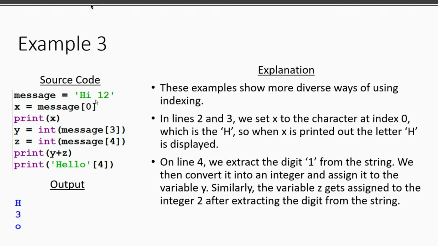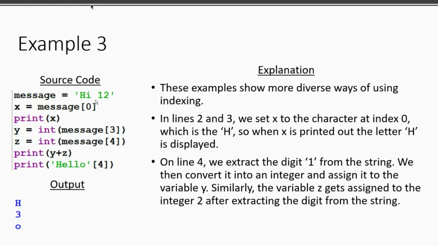So z is equal to a string of 2, then we convert it into an integer. Now y and z are both integers, so we're printing out y plus z. What's our output for y plus z? 1 plus 2, 3. Right.